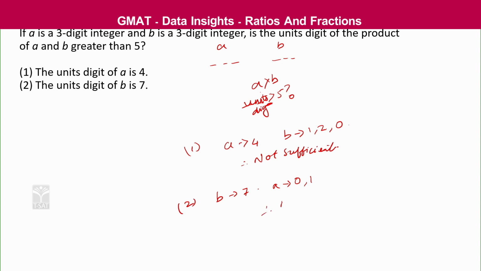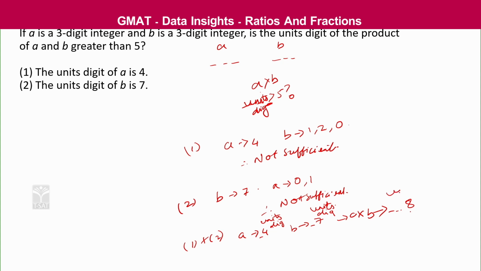Therefore, this information is also not sufficient to answer the question. But when you put statements 1 and 2 together, you have A has 4 as the units digit and B has 7 as the units digit. So, the product of A into B will have the product of 4 into 7, that is 28, so 8 as the units digit, and it is greater than 5. So, therefore, this information is sufficient to answer the question.